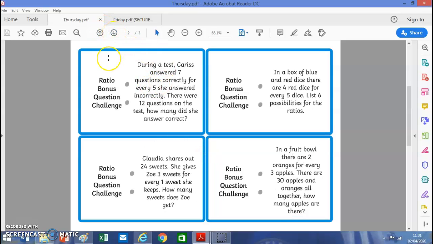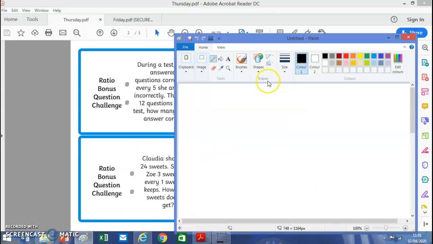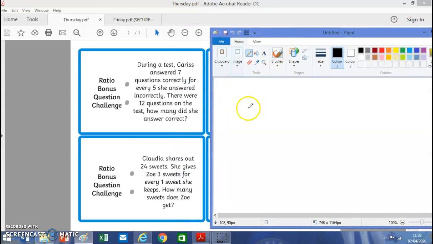Here she is. So during a test, Karis answered 7 questions correctly for every 5 she answered incorrectly. There were 12 questions on the test. How many did she answer correctly? So if I just get out my little mini whiteboard here. It says Karis answered 7 questions correctly, so I'm just going to put a little C here so that I know what that means. And she answered 5 incorrectly. So for every 7 she answered correctly, she answered 5 incorrectly. It says there were 12 questions in total on the test. I'll just put 12Q here. How many did she answer correctly?